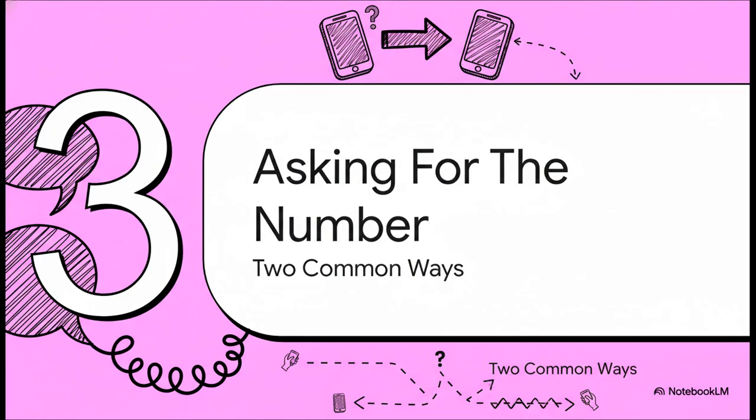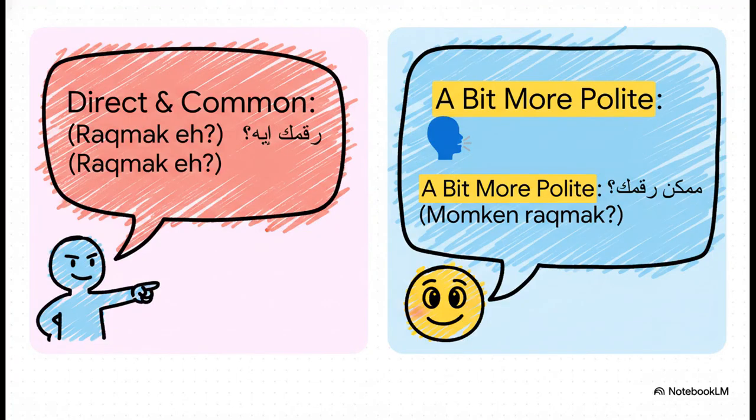Okay, so you've got the numbers down. Awesome! Now for the fun part. Let's learn the actual phrases you need to ask for someone's number. There are a couple of really common ways to do it. Here are your 2 go-to options. The first one, rakmake, is super direct and common, kind of like saying, what's your number? The second one, mumkin rakmak, is just a little softer, a bit more like, could I get your number? Let's hear them both. Rakmake, mumkin rakmak. Honestly, you can use either one and you'll be perfectly understood.